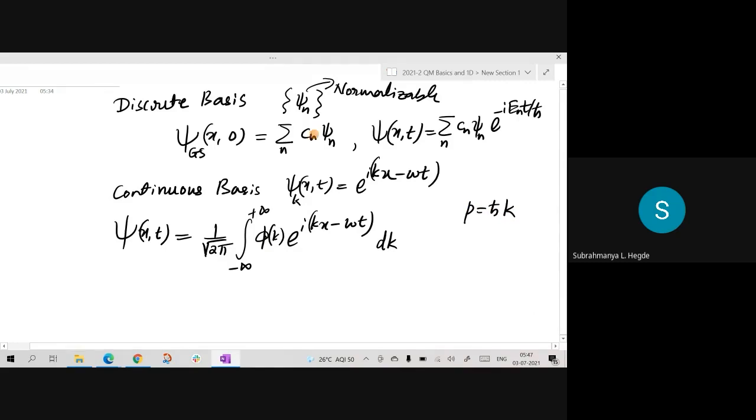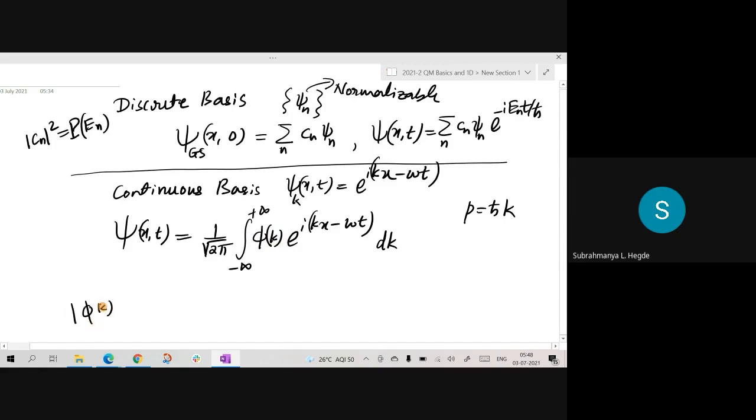Now look at here. What does mod Cn square say here? Mod Cn square is the probability of getting En. Am I right? Similarly, this coefficient, but this coefficient is continuous now. It was discrete, am I right? C depends on n, but phi of k is a continuous function of k. So that's why mod phi of k whole square into dk is the probability of finding the k value between k to k plus dk.